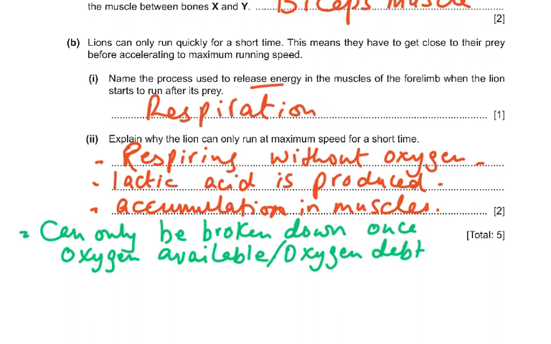Explain why the lion can only run at maximum speed for a short time. Because respiring without oxygen, that means anaerobic respiration will take place. Lactic acid will be produced. This will collect in the muscles, accumulation in the muscles, and this can only be broken down once oxygen is available. So when the lion stops exercising, you take in deep breaths and that oxygen debt is relieved.